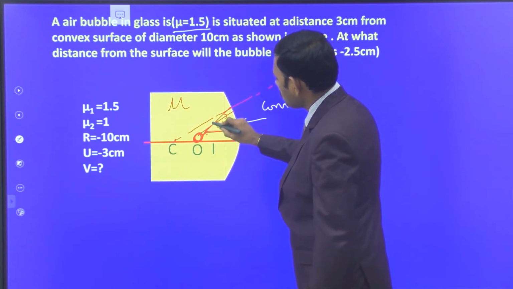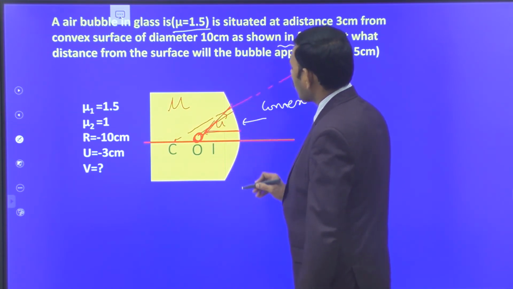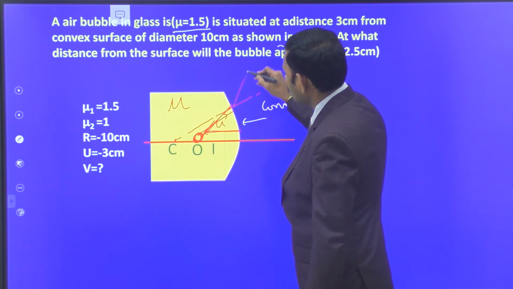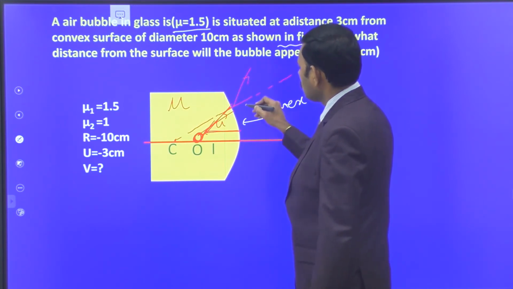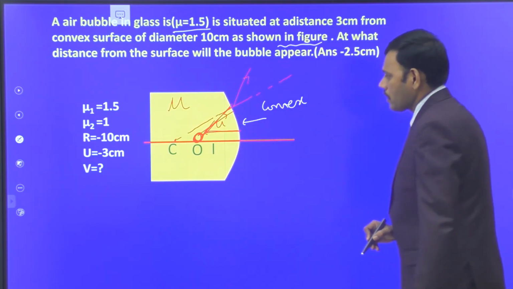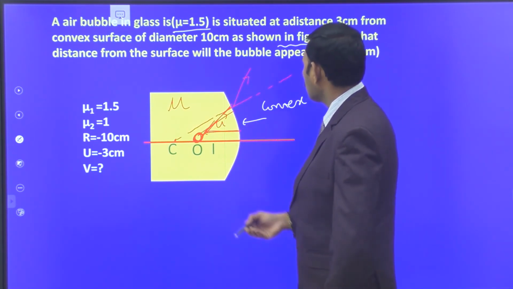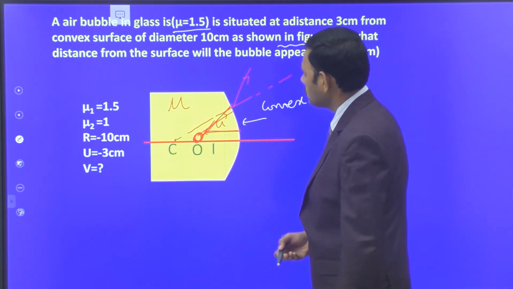After refraction, this is the refracted light ray. After refraction, it moves away from the normal. So there is a divergence of the light ray after refraction. This happens in the case of convex refracting surfaces.